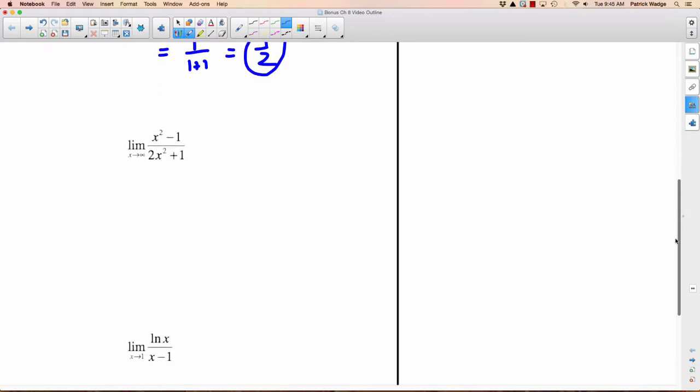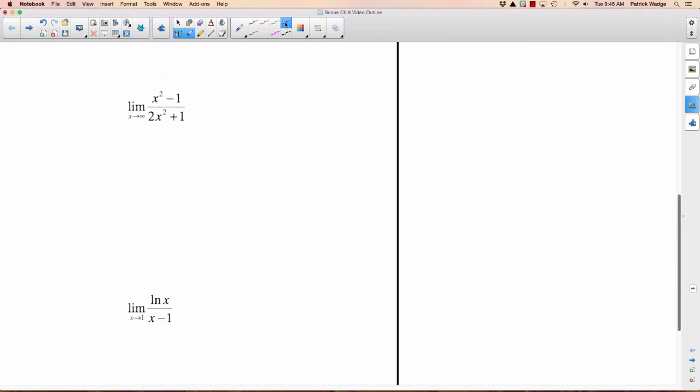Okay, more review of limits just to get ourselves up to speed. Again, let's just try substituting and see what we get. This is as x approaches infinity. What we would have is infinity squared, I know that's weird, minus 1 over 2 times infinity squared plus 1. Infinity squared is still infinity. Take away 1, you're still at infinity. Infinity squared is infinity, times 2 is infinity, plus 1, you're still at infinity. So you get infinity over infinity, which is indeterminate again. So you're going to have to use a different approach. One thing you could try to do is factor here.